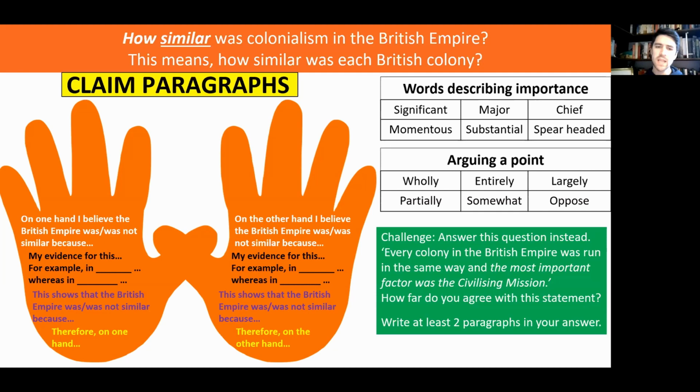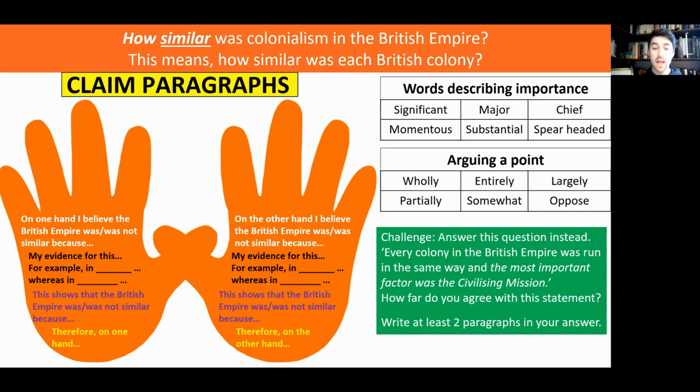So again, you're thinking about how it is similar or different. You could use my 2 examples I've just given. You might talk about profit. I think that's a very big similarity between all of the colonies. Or equally, you might want to talk about the civilizing mission and how maybe there wasn't one in any, and that's a similarity.